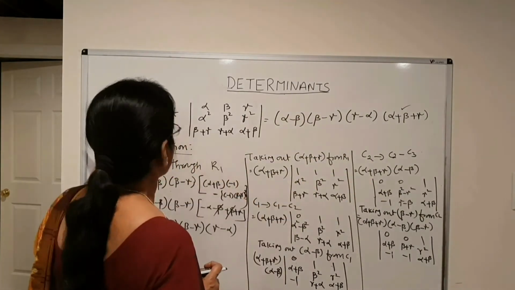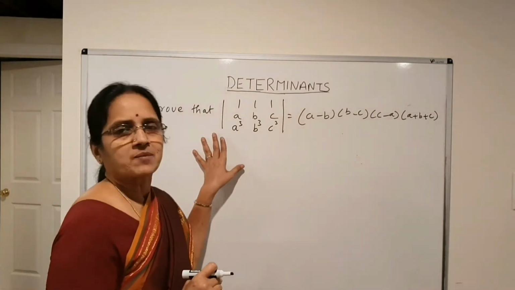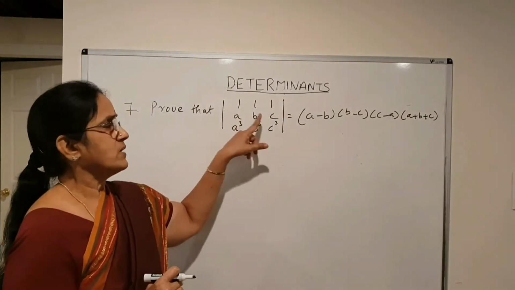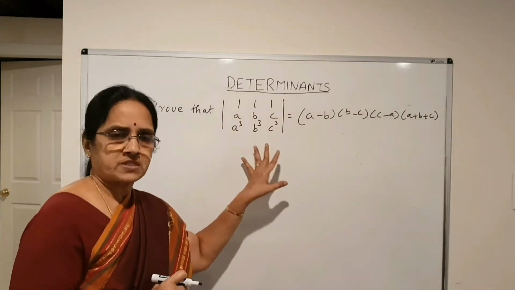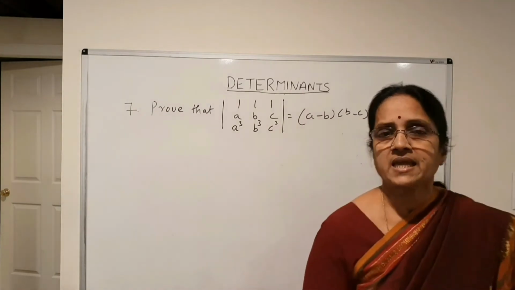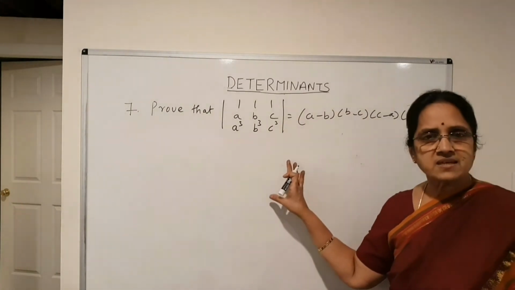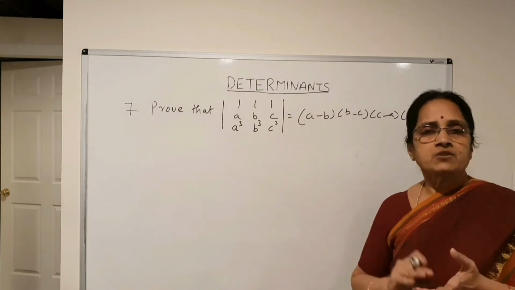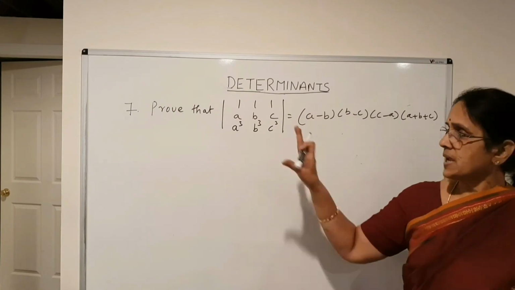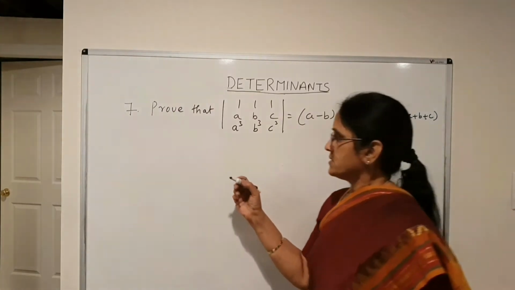Now let's move on to question number 7. Here, using the properties of determinants, we need to prove that the determinant 1, 1, 1, A, B, C, A cube, B cube, C cube is equal to A minus B into B minus C into C minus A into A plus B plus C. This question is taken from the NCERT textbook. Also, in 2011, 2012 as well as in 2013, the same question was asked in the board examination. Let's do it now. Solution.